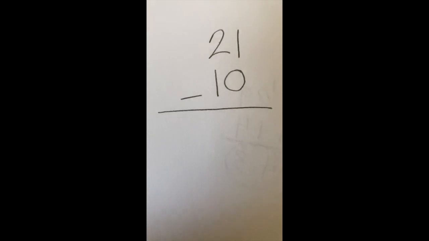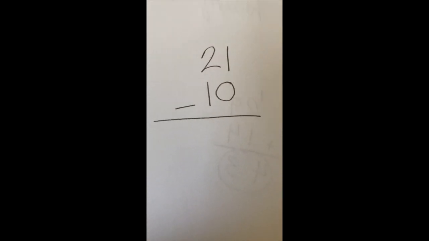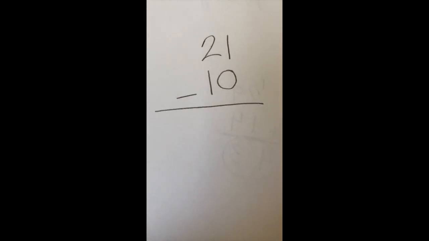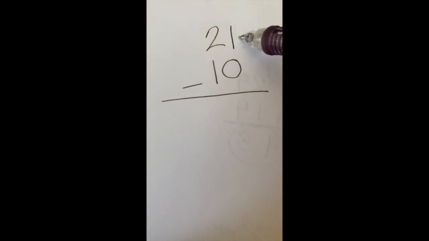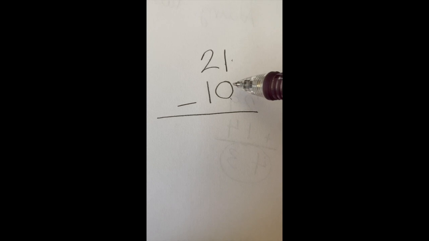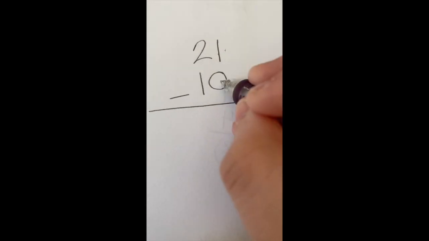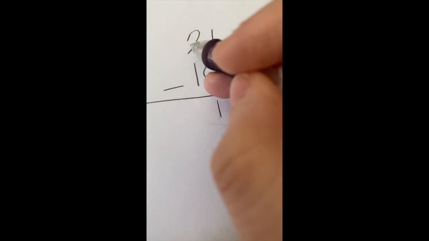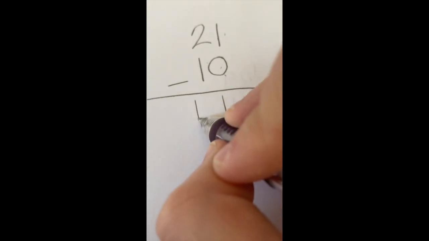When you first look at a subtraction problem, ask yourself if you need to borrow. Because the 1 up here is bigger than the 0, we don't need to. So 1 minus 0 is 1, and then the 2 minus 1 is 1. So our answer is 11.